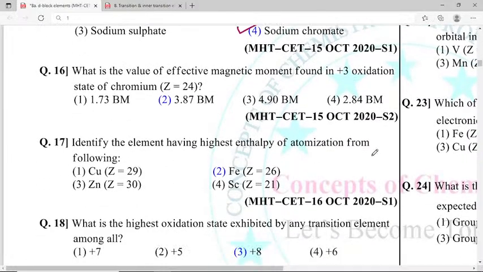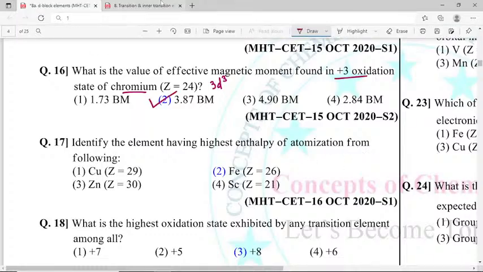What is the value of effective magnetic moment found in +3 oxidation state of chromium? So chromium having +3 oxidation state, the number of unpaired electrons is 3. So this is 3d3, the electronic configuration. It has 3 unpaired electrons. The value is 3.87 Bohr magneton.